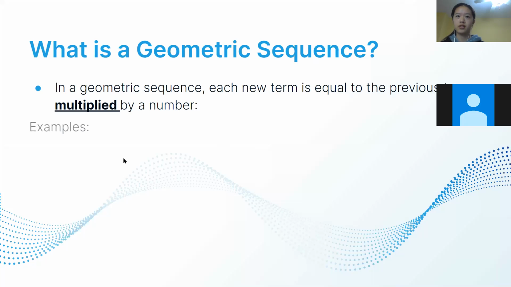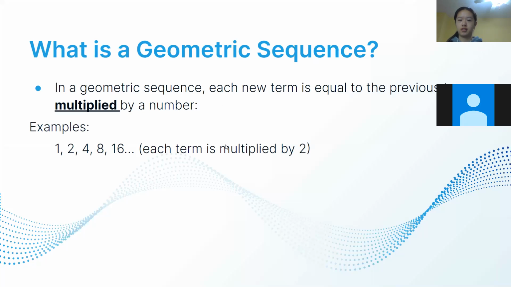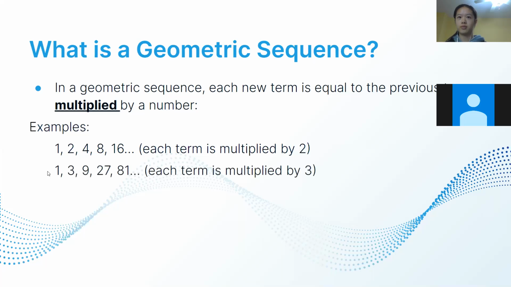So for example, this sequence: 1, 2, 4, 8, 16, etc. This is a geometric sequence because each new term is double the previous term. You can see to get from 1 to 2, you multiply by 2. Then to get from 2 to 4, you multiply by 2, and so on and so forth. Here's another geometric sequence. In this one, each term is multiplied by 3, like 1, 3, 9, 27, 81.